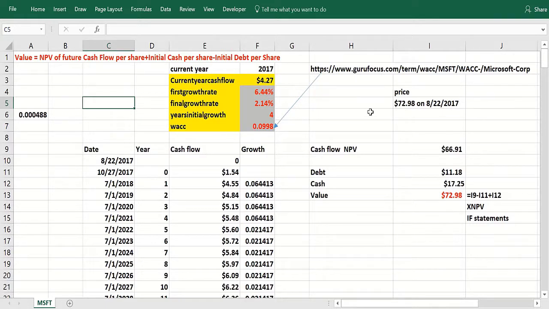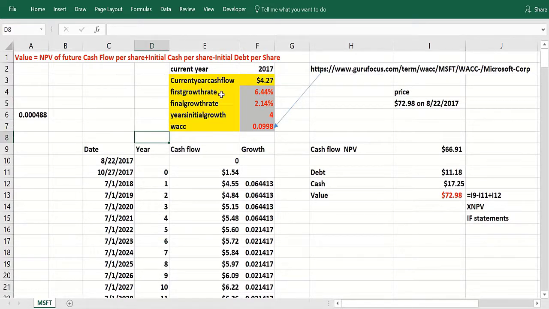And what rate should you discount at? Well, it's called the weighted average cost of capital, and this site, gurufocus.com, gives you, for any stock, that WACC. In this case, it's about 10% for Microsoft, and you have to know complicated finance to come up with that, but you can just look it up. So the value per share would be the NPV of the future cash flow per share, plus the initial cash on hand at this date per share, minus the initial debt they have on hand on this date per share. And that's pretty much, with some minor adjustments in most cases, what the share should sell for.